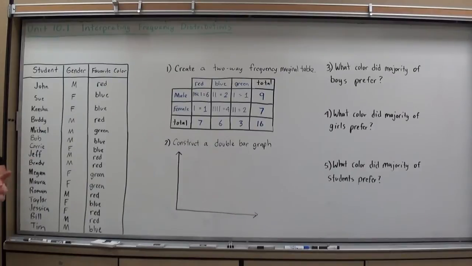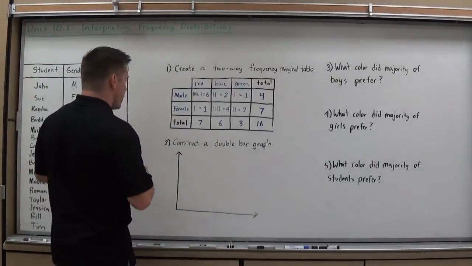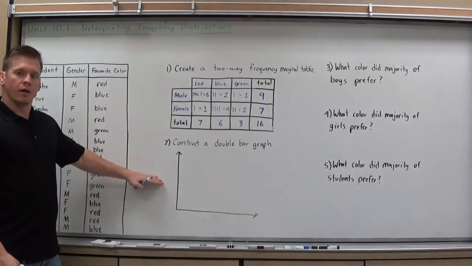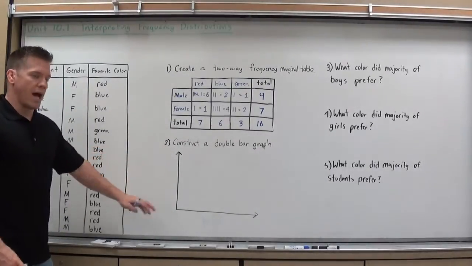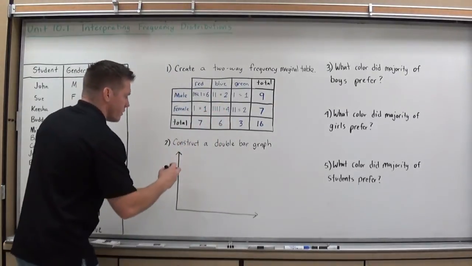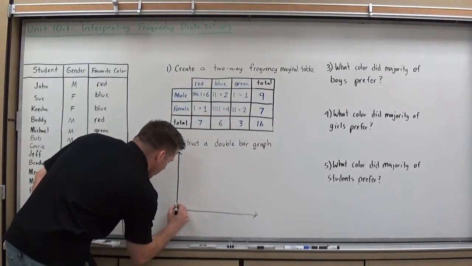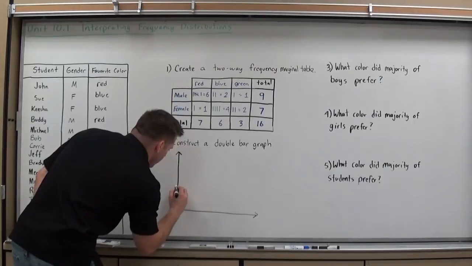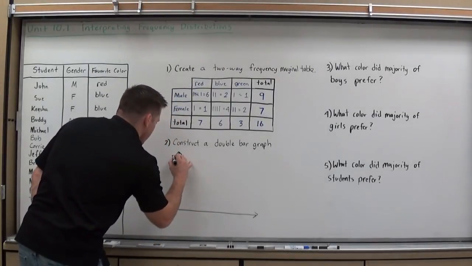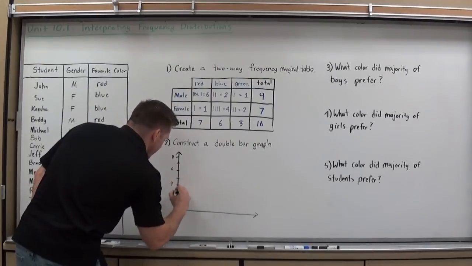Another useful method is to construct a double bar graph or a regular bar graph because it gives me a nice visual display of everything. I always want my numerical quantities going on the y-axis. The highest I'll ever have at any time is 6, so I need to at least go to 6. I'll start at 0 and go up 1, 2, 3, 4, 5, 6, 7, 8, just so we have room for everything.